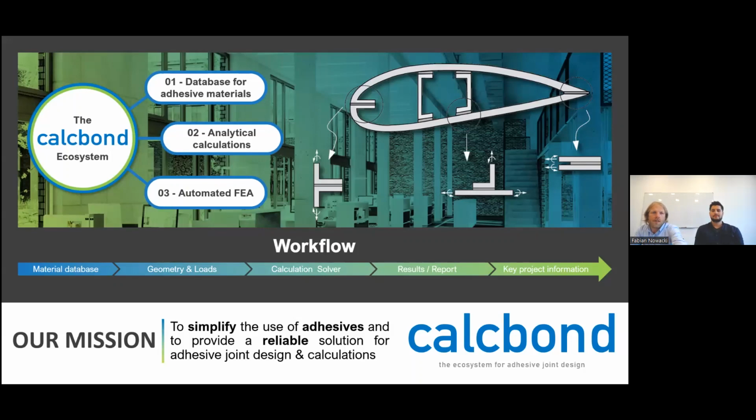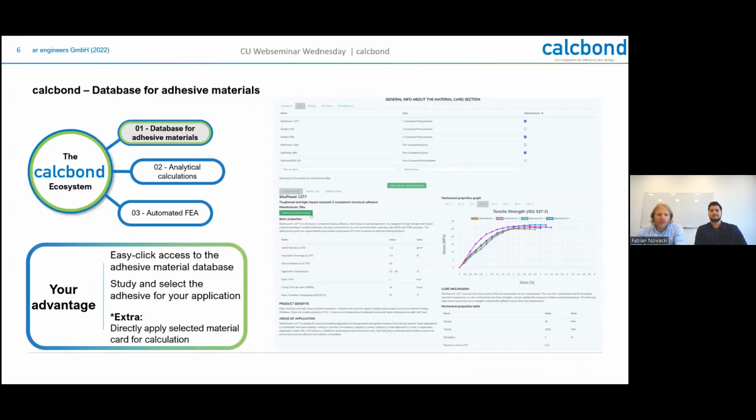Let's go a little bit more into detail before we jump on the platform itself. As I said, first of all, the material database as a first product area, as on that picture on the right side, where you get the advantage that you have easy click access. You can browse through different materials, through different material suppliers, and see the different values, study and select the adhesives for your applications. And from there, you can go directly into the first analytical calculation and use that material that you have studied and decided to go with.